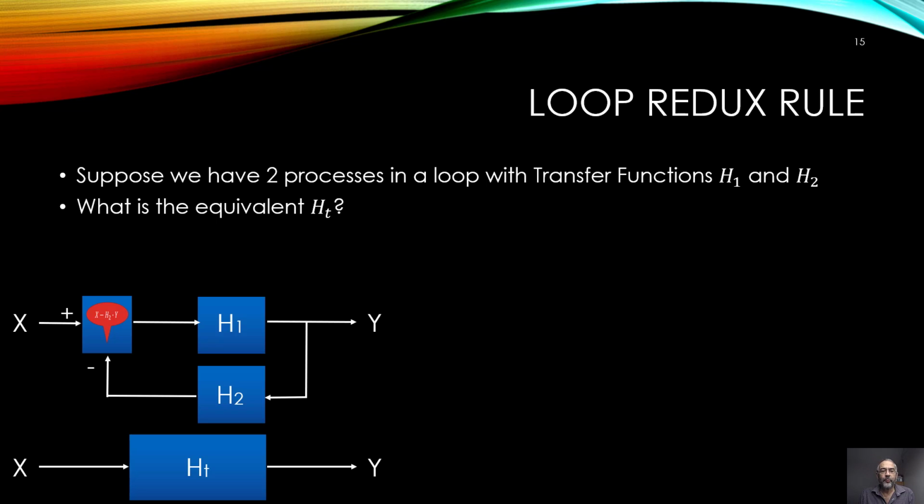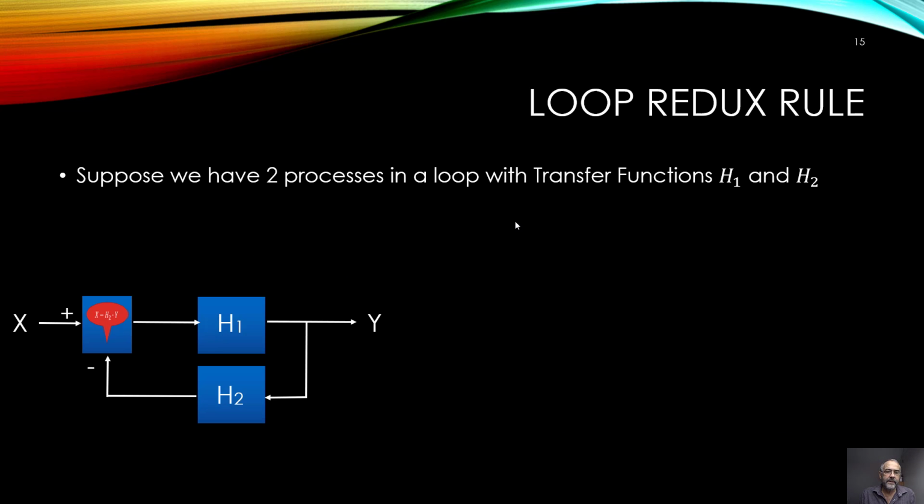The last one is the loop reduction rule. That is this here. So we again have two separate systems, H1 and H2, but now they are combined using a feedback loop. We have an input X, which is going into this subtractor, plus and minus. The output of that subtractor, the difference between X and this feedback value, is the input for H1. And the output of H1 is the output of the whole system.